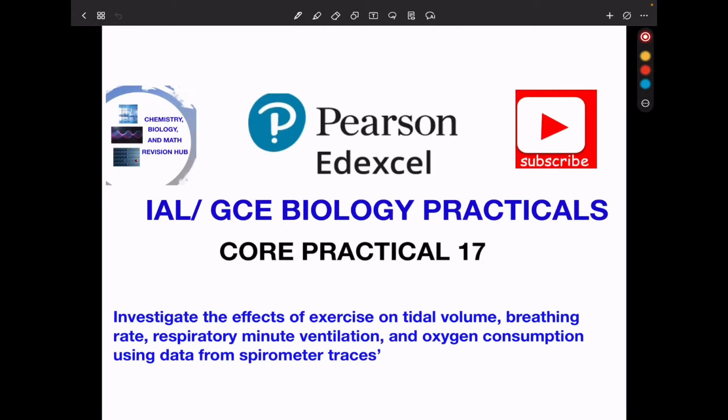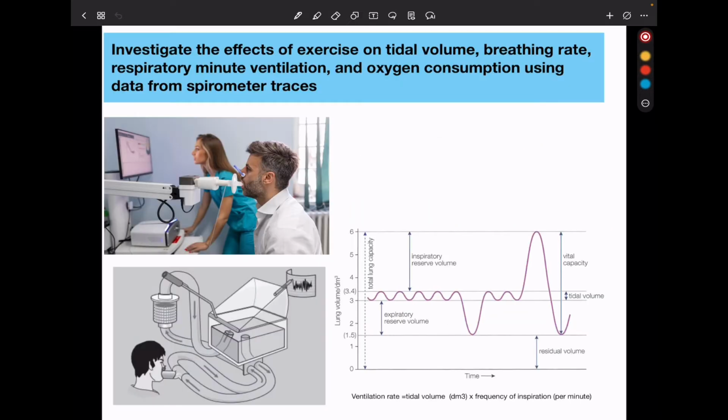Today we're doing the A-Level Biology Practicals. This is Core Practical 17. Investigate the effects of exercise on tidal volume, breathing rate, respiratory minute ventilation, and oxygen consumption using data from spirometer traces. In this experiment, this is the spirometer as well as this actual machine here.